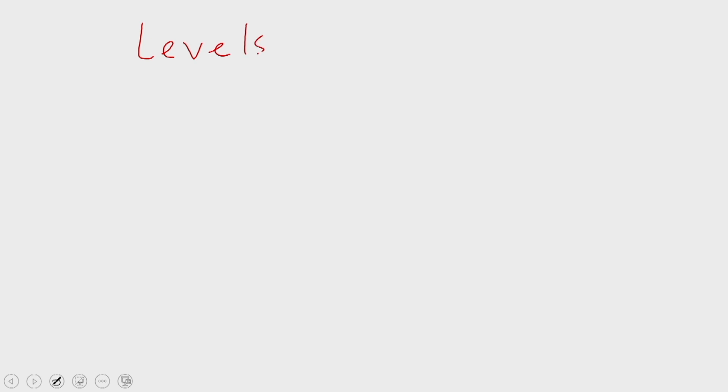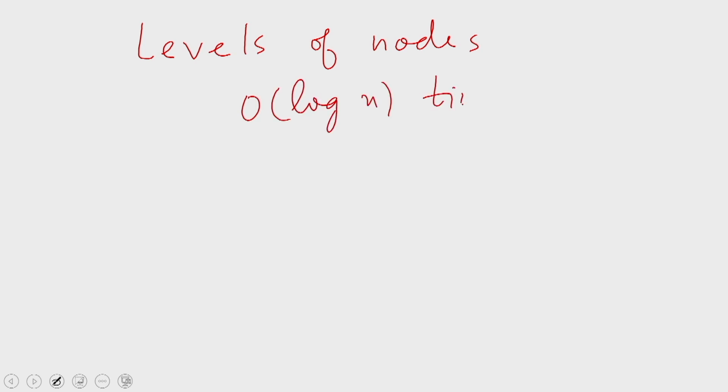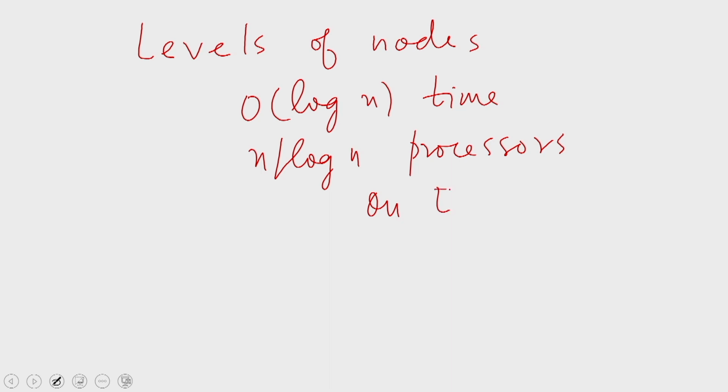So, this establishes that the level of every single node in a tree can be found in order of log n time using n by log n processors on an ER-EW PRAM. This algorithm we obtained as a further extension of the routing algorithm we saw before.